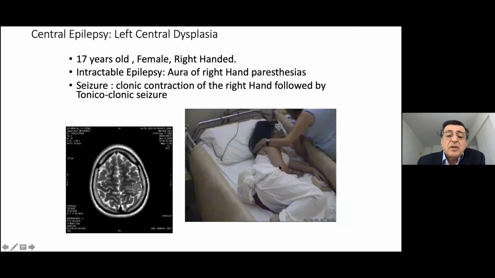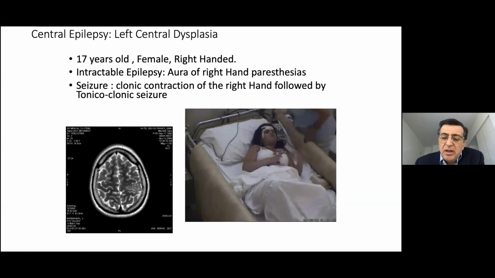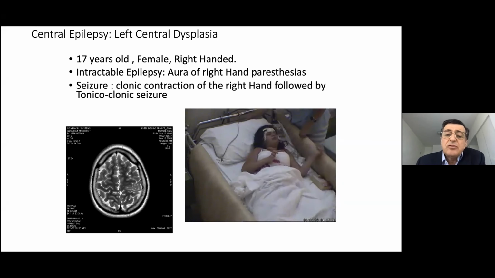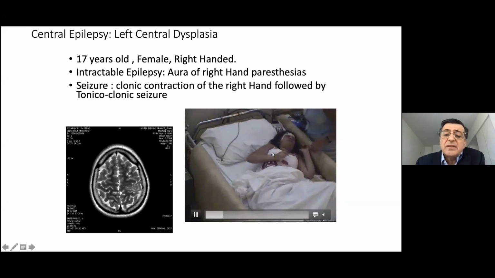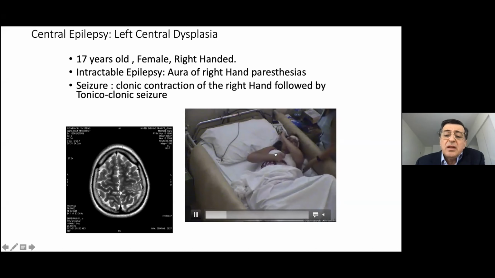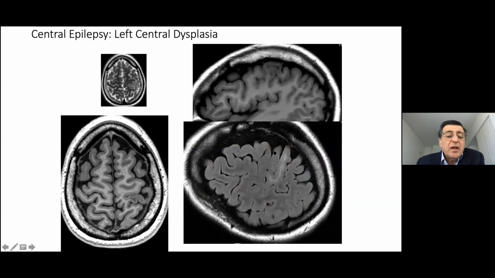So let me show you her seizures. She has an aura in the right hand, and then dystonic posturing of the right hand, as you can see here, and then spread to the SMA with rotation of the patient. And you can see it.